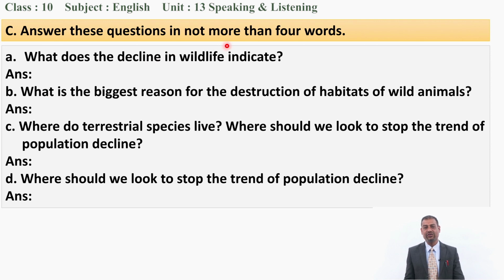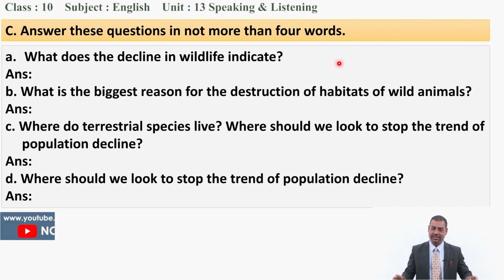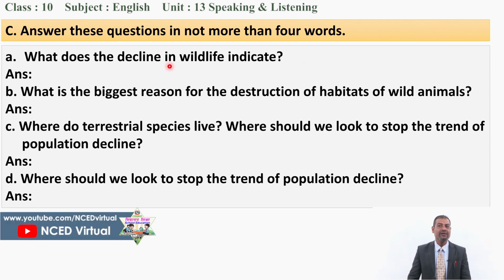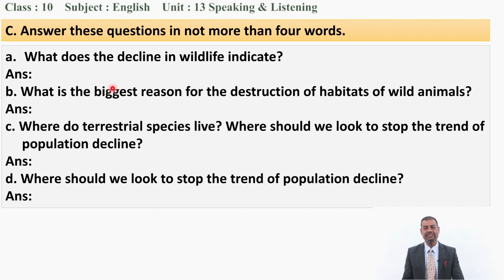Now, our another task is, answer these questions in not more than 4 words. Here, you have to write your answer. You can write in 1 word, 2 words, 3 words, or 4 words, but not more than 4 words, not 5 words, not 6 words. Okay. So, let's be familiar with the questions first. A, what does the decline in wildlife indicate? You have to find out this information. B, what is the biggest reason for the destruction of habitats of wild animals? You have to find out the biggest reason of destruction of the natural living of the animals here.